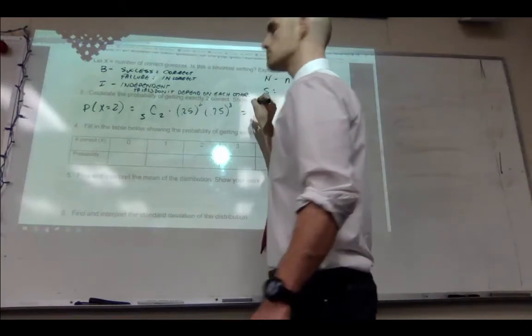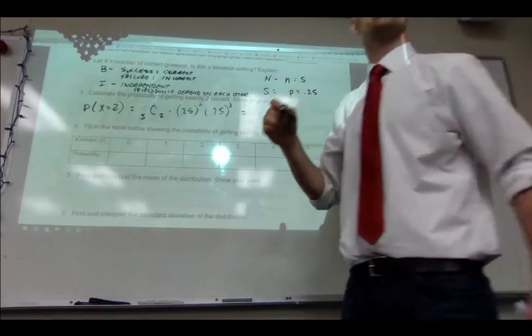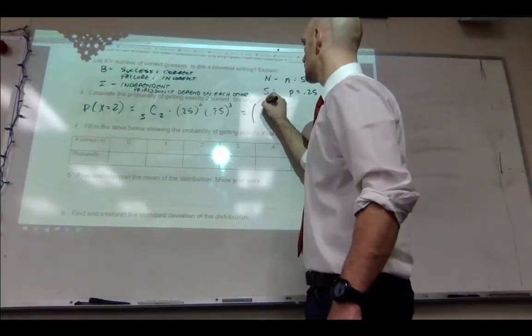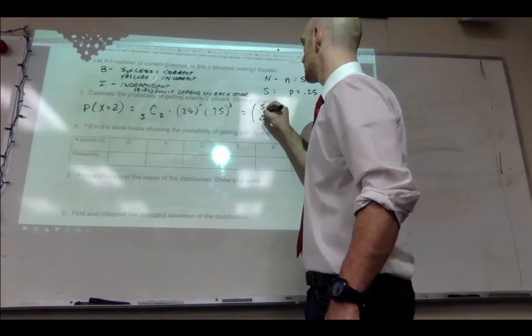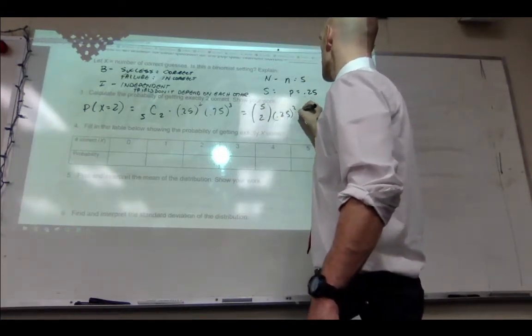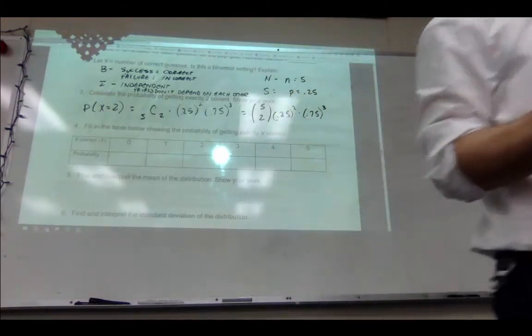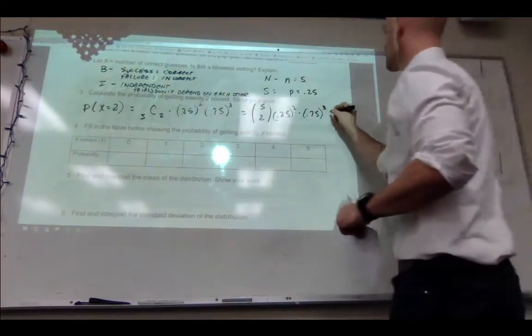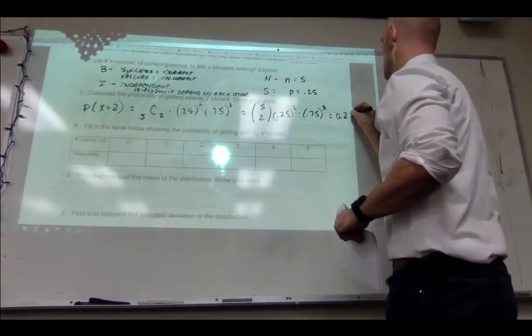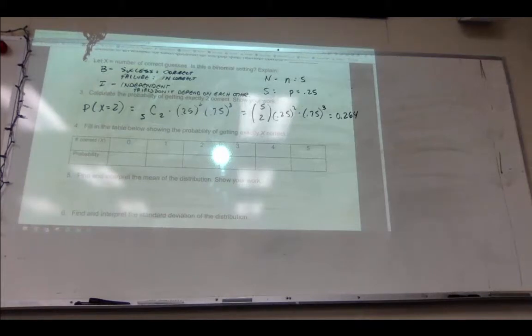Is there another way to write this? Yes. It's a variation of the notation. What does it look like? 5 and 2. This is acceptable. 0.25 squared times 0.75 cubed. What is our answer? 0.264. You've got a 26% chance of getting 2 right. So Hill, nice work, man. You got it. Anybody else have 2?